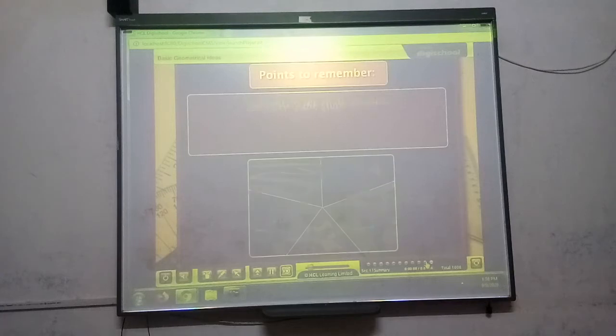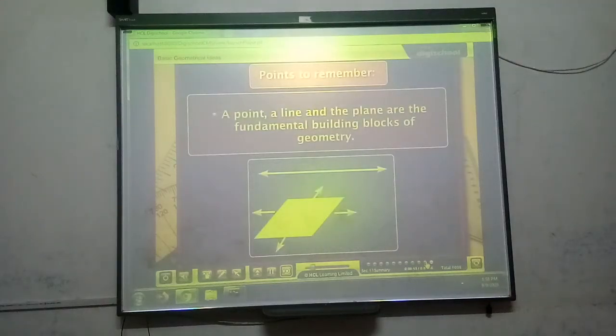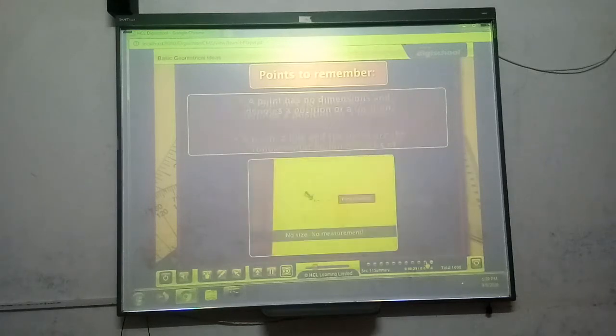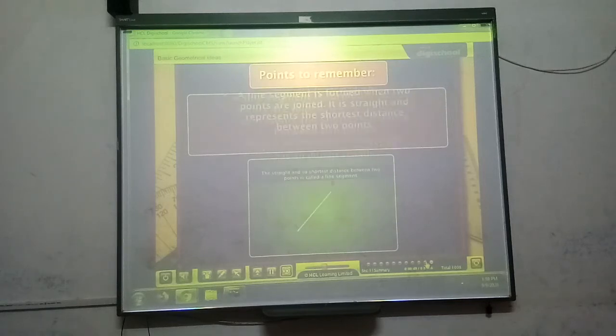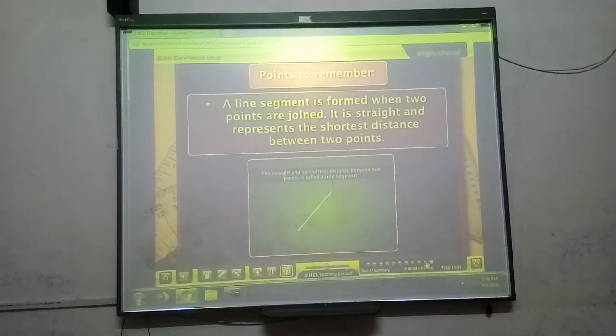Points to remember. Geometry is the study of shapes. A point, a line, and the plane are the fundamental building blocks of geometry. A point has no dimensions and denotes a position or a location. A line is formed when infinite points are joined. It has no thickness and it has an infinite length. A line segment is formed when 2 points are joined. It is straight and represents the shortest distance between 2 points.